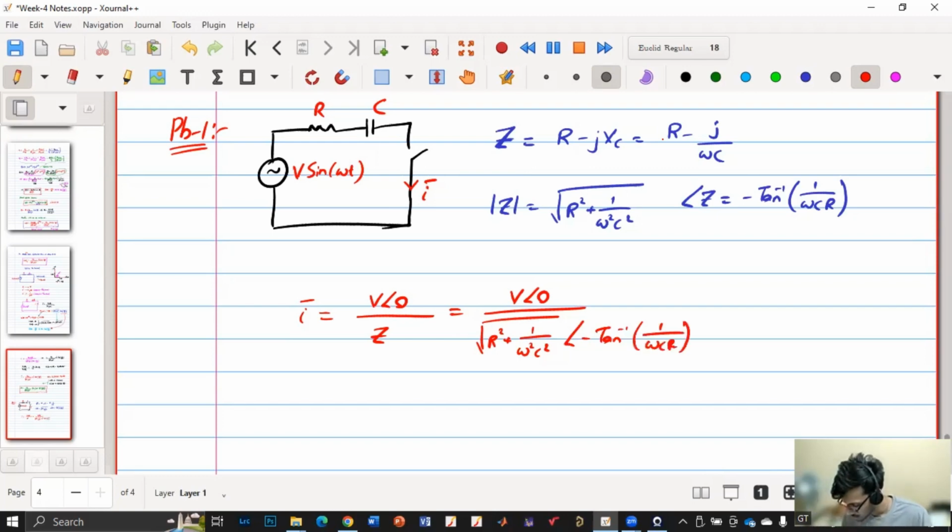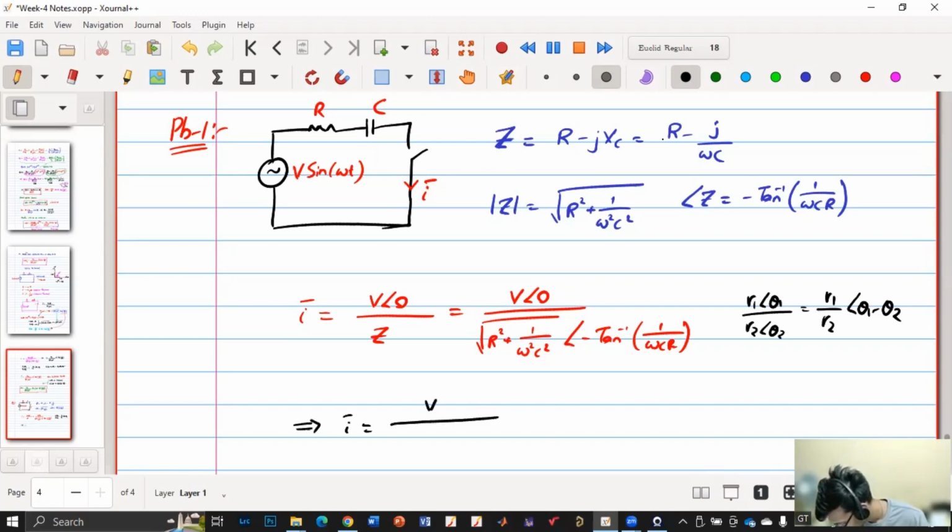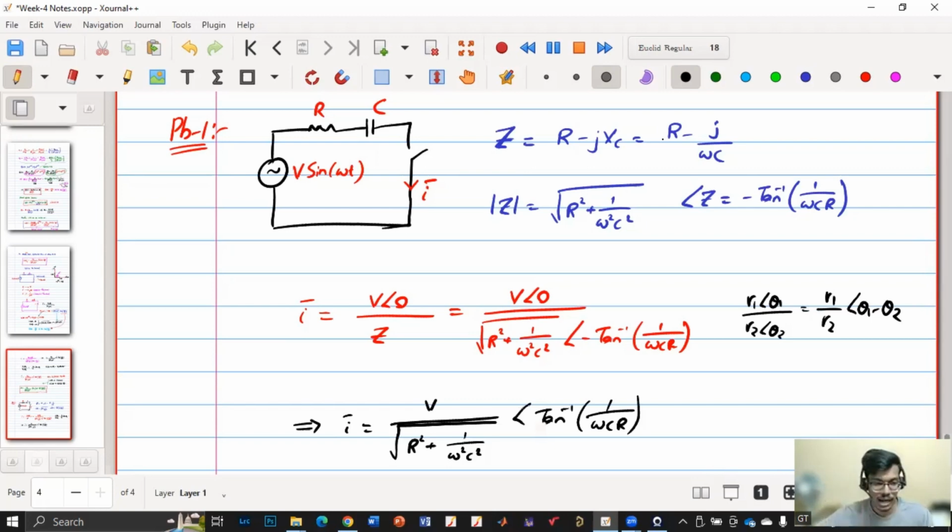Now I will just use whatever we have told: R1 angle theta 1 by R2 angle theta 2 is R1 by R2 angle theta 1 minus theta 2. So using that, I get my I phasor as V by square root of R square plus 1 by omega square C square, angle plus tan inverse 1 by omega C R. So this is my polar form.